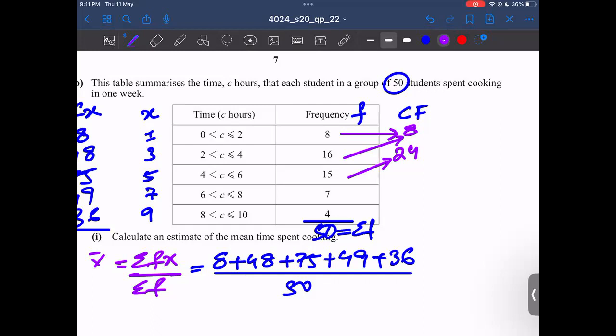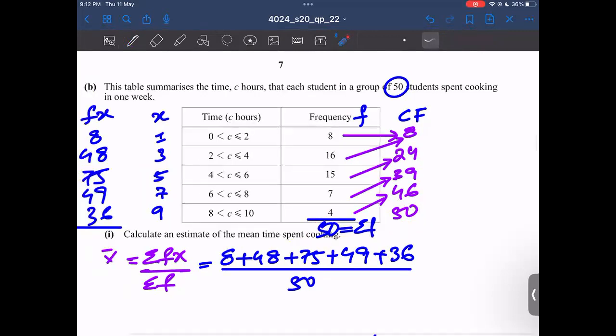The fourth value of the cumulative frequency is going to be equal to the fourth value of the frequency added with the third value of the cumulative frequency. 7 plus 39, that is going to be 46. And the fifth value of cumulative frequency is basically equal to the fifth value of the frequency added with the fourth value of the cumulative frequency. 46 plus 4 is 50. Remember this, the last value of cumulative frequency is always equal to the sum of frequency. So I need to plot the cumulative frequency.